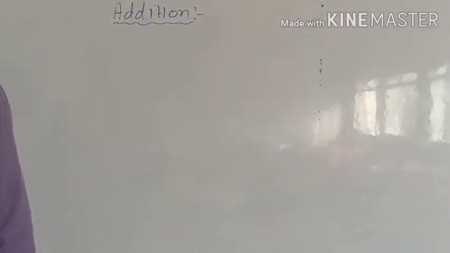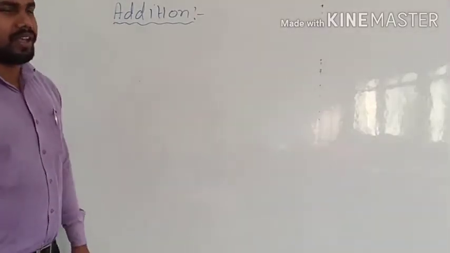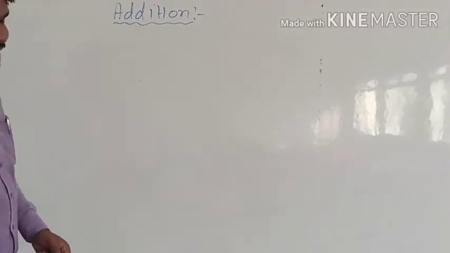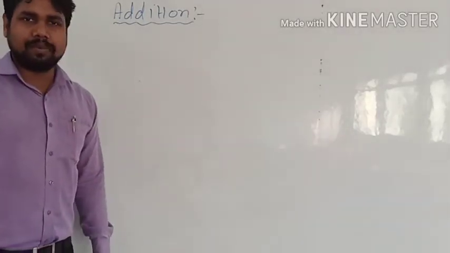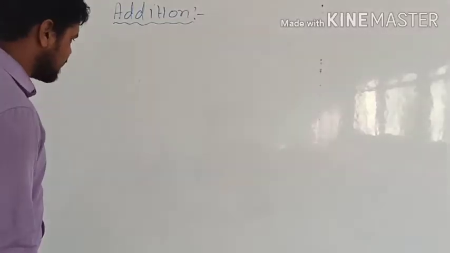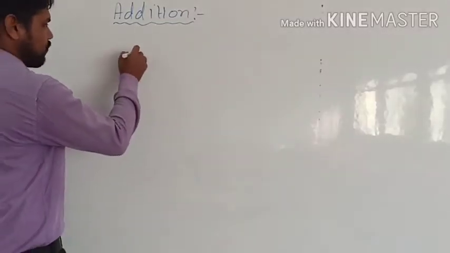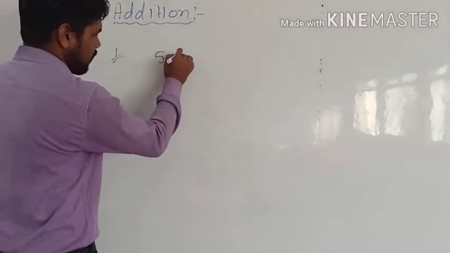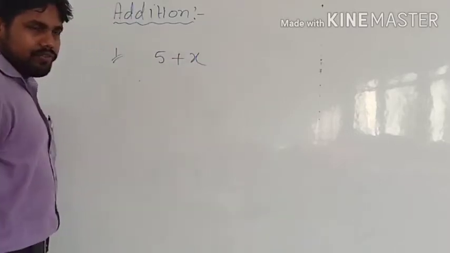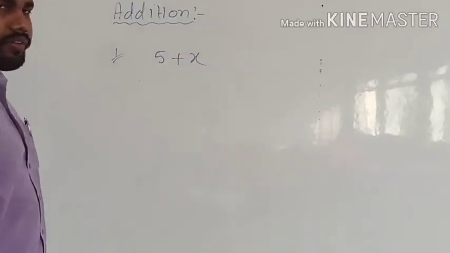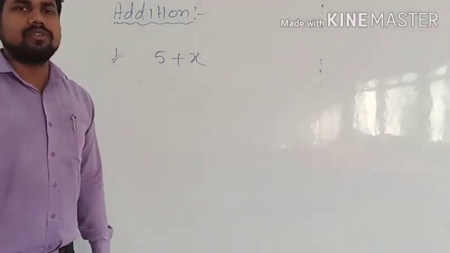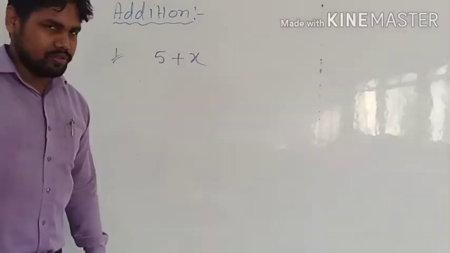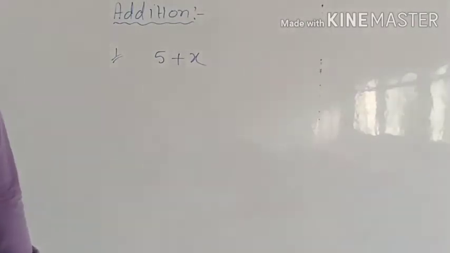Now we are going to discuss some operations involving literal numbers. The first one we have is addition. What happens in addition? Suppose it asks you to add x with 5. If you want to add x with 5, that means it will be 5 plus x. If you want to subtract x from 5, then it will be 5 minus x. If it is asking you to add 0 with 5, then 5 plus 0.